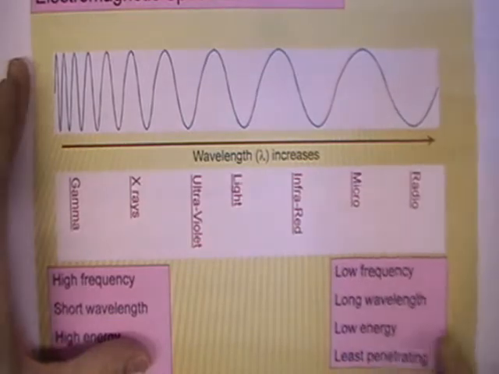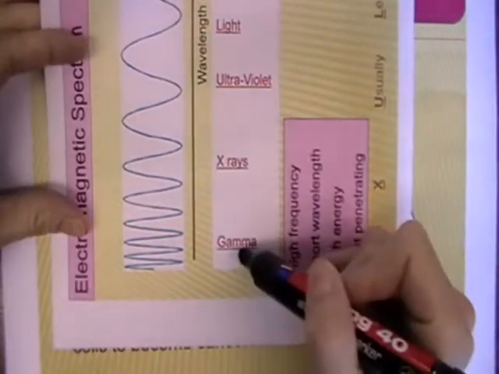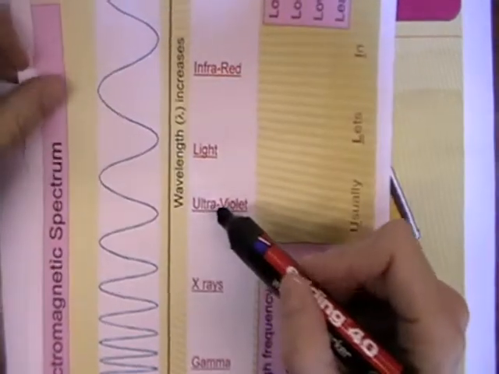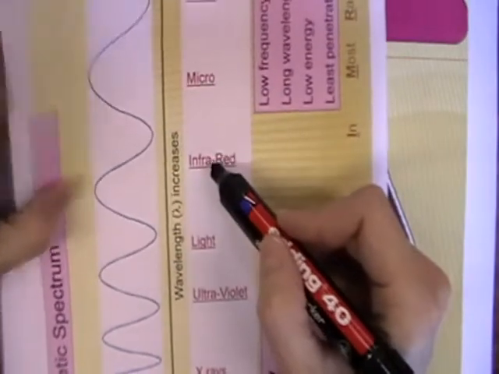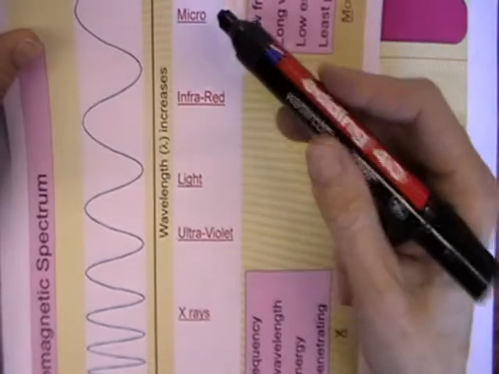So if I just turn this round a second just to see, the very short ones are gamma, the next ones are X-rays, ultraviolet, light, infrared, microwaves and radio waves, and you need to learn them in that order.